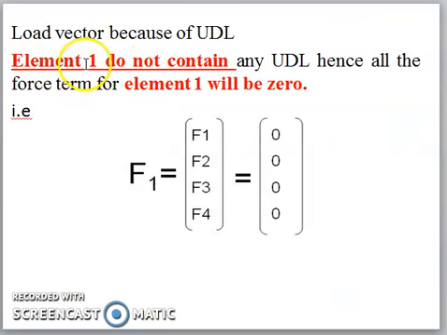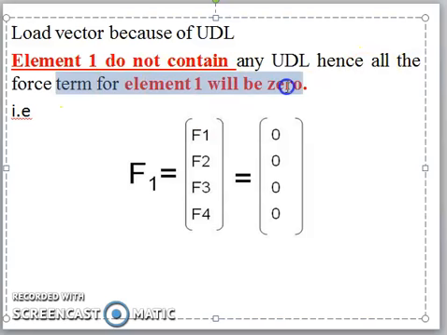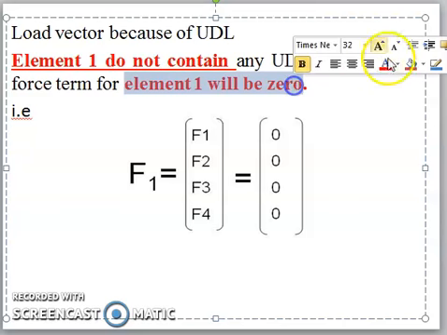So element 1 does not contain any UDL, hence all the elements will be treated as 0. So F1 is equal to F1, F2, F3, F4 equal to 0, 0, 0, because neither UDL nor UVL nor point load is given. So it is directly blank, so we keep all the elements as 0.